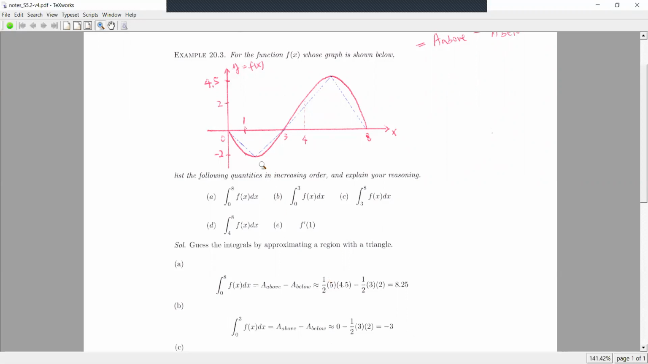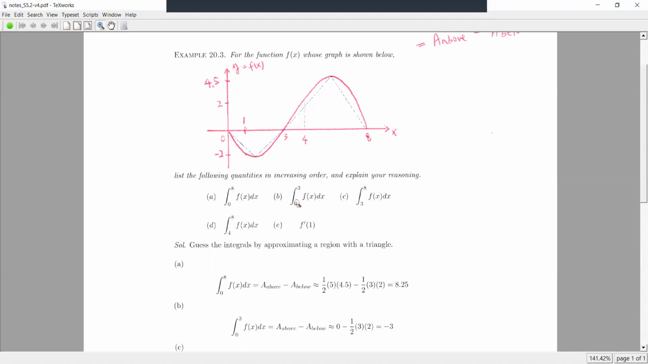The area below is this area. Again, I use a triangle to approximate it. The height is 2 and the base is 3. So the area of this triangle is 1/2 times base times height. Therefore, this integral is roughly 8.25.